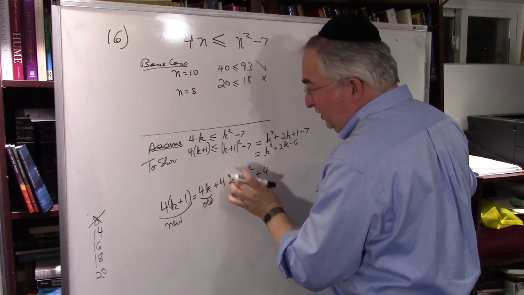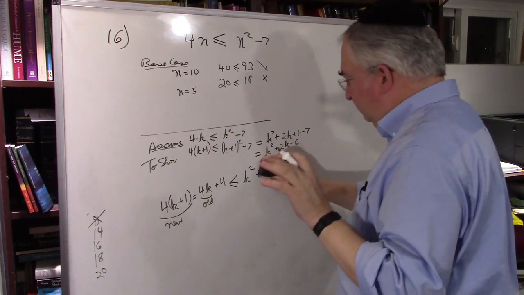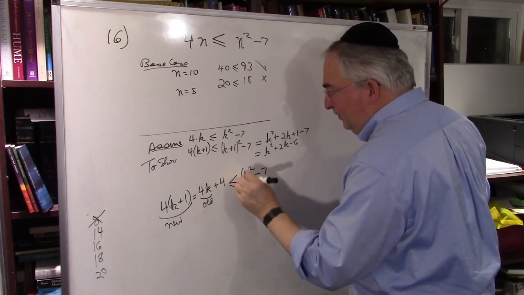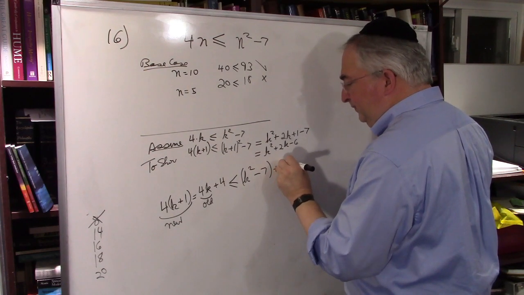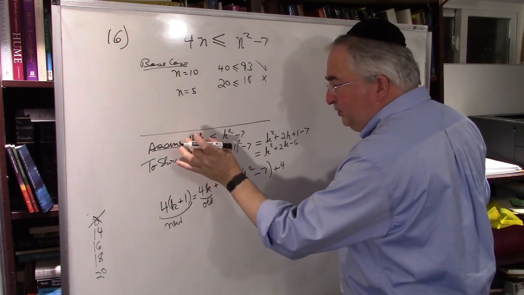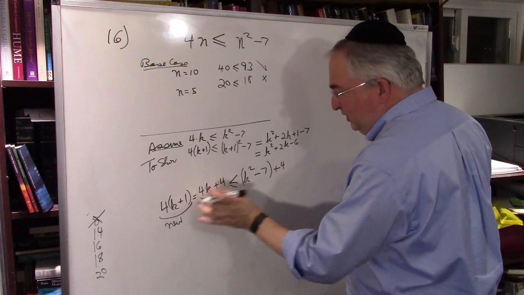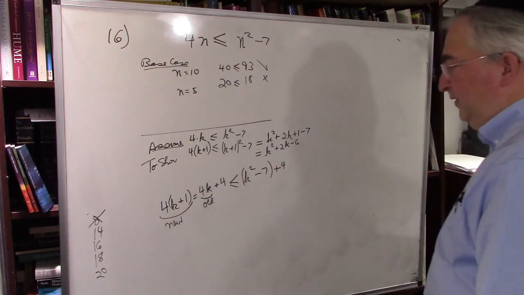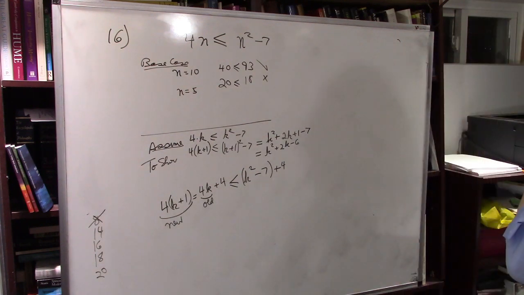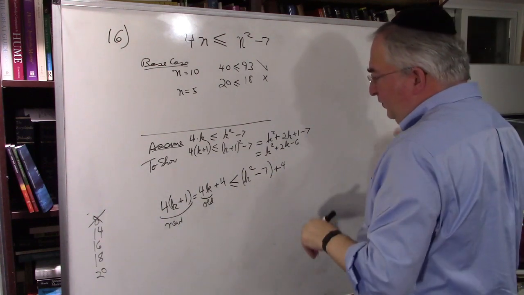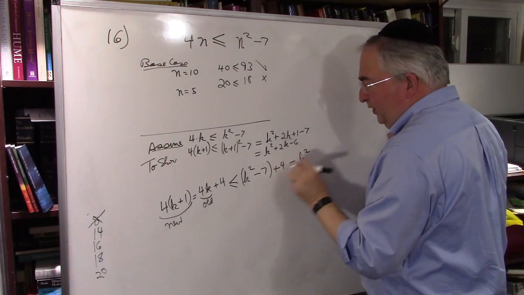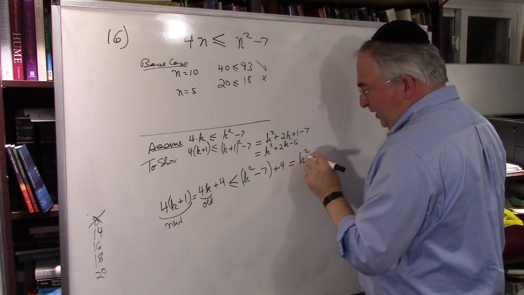Let's go through that. By assumption, 4k is less than that, so I wrote 4k over here, plus the 4, this is less than this. So if this is less than this, then if you add 4 to both sides, you still have the inequality. Okay, great. Let's combine like terms. This is equal to k squared minus 7 plus 4, which is k squared minus 3.